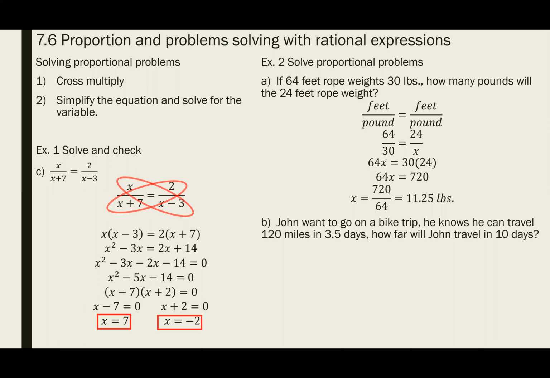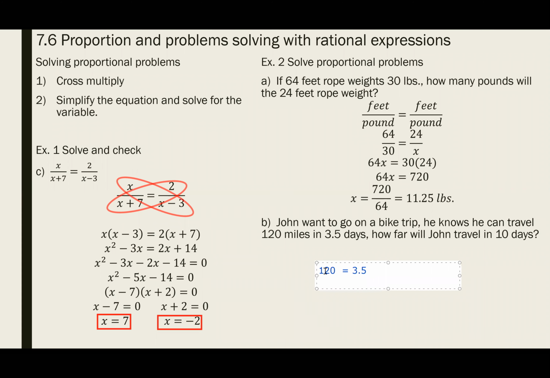So if they ask you, John wants to go on a bike trip. He knows he can travel 120 miles in 3.5 days. That's a long bike trip, right? How far will John travel in 10 days? So if you want to, you can set up this way: 120 miles is equal to 3.5 days. That's what we have.